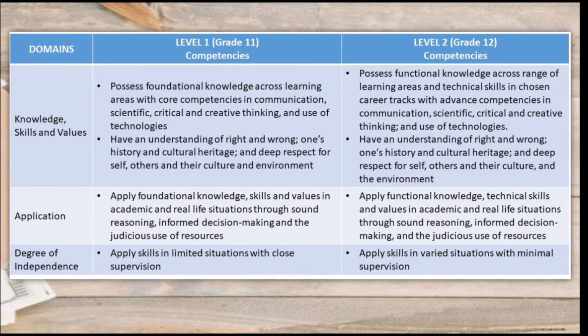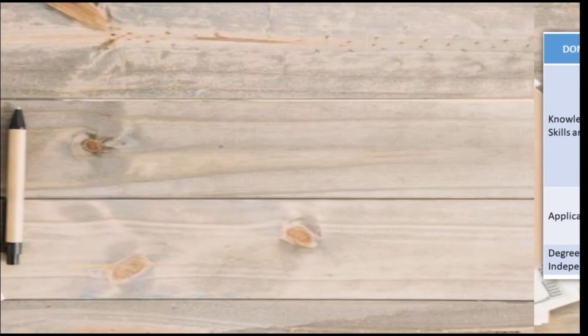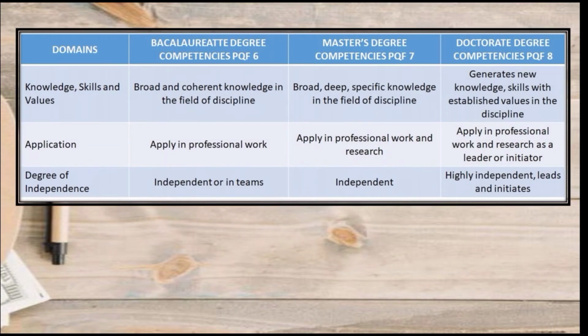Take a look at this table. As you can see, at level 1 and level 2, the competencies of the students are upgraded as they go on to level 2. Next, we also have here the three domains. We can observe the same as level 1 and level 2 as the competency goes up to level 8. The students become highly independent or apply professional work and research as a leader, and their skills also show improvement.